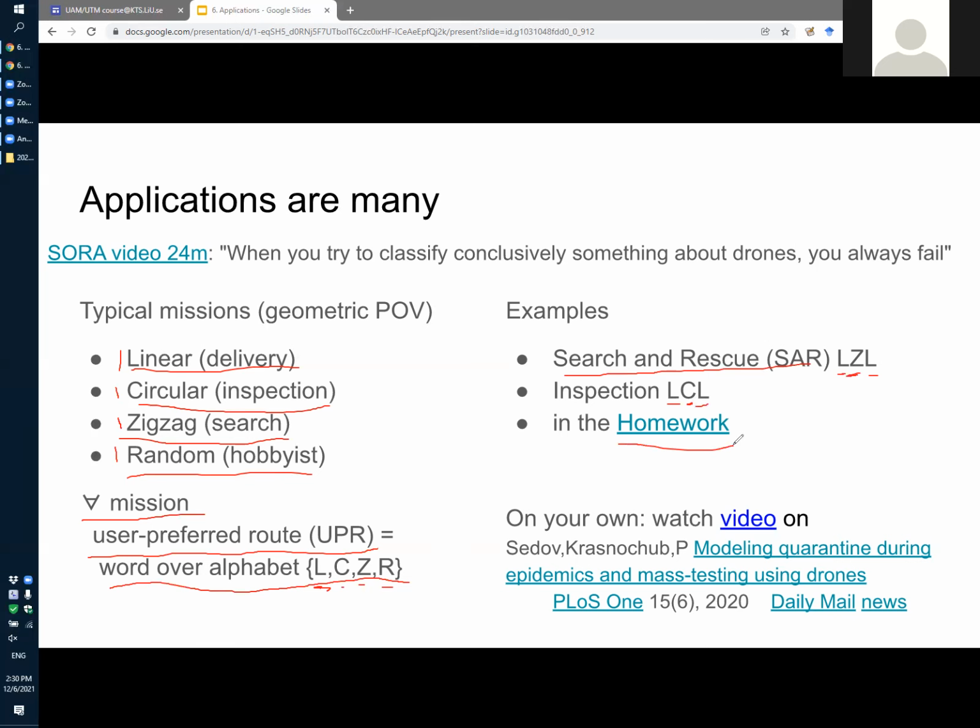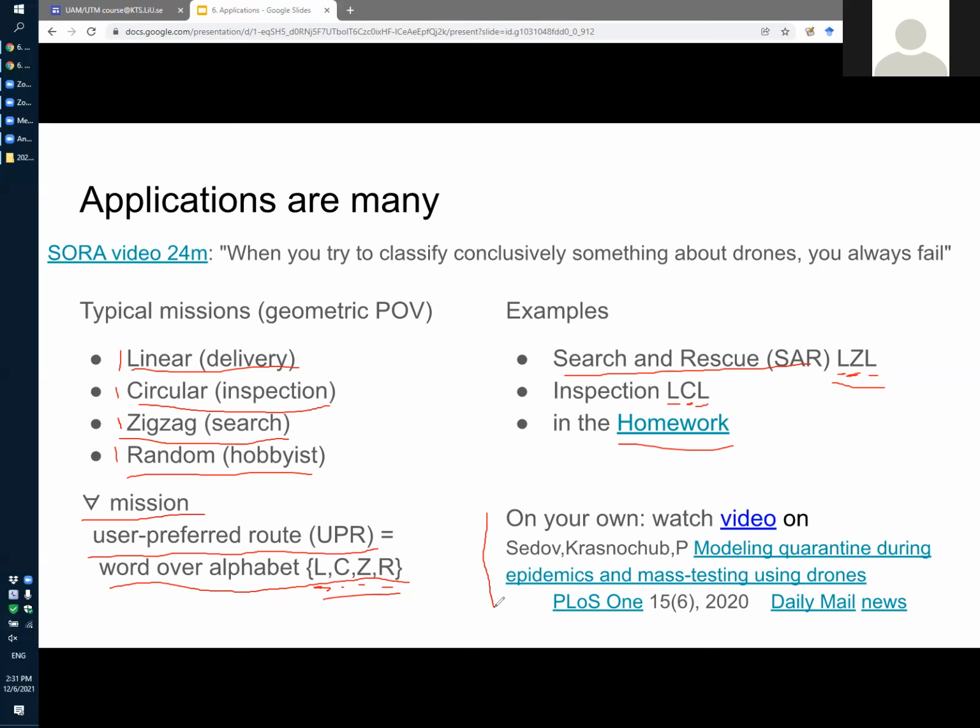And I'm challenging you in the homework to find more applications. Well, not necessarily find them yourself. I'm giving you the links of applications, so lists of applications like on Wikipedia or in the PwC report, but there are also many other lists. Try to classify these missions using the words from this alphabet and see if this alphabet is rich enough, or maybe there are some other missions which are not easily classified or described using this particular alphabet.